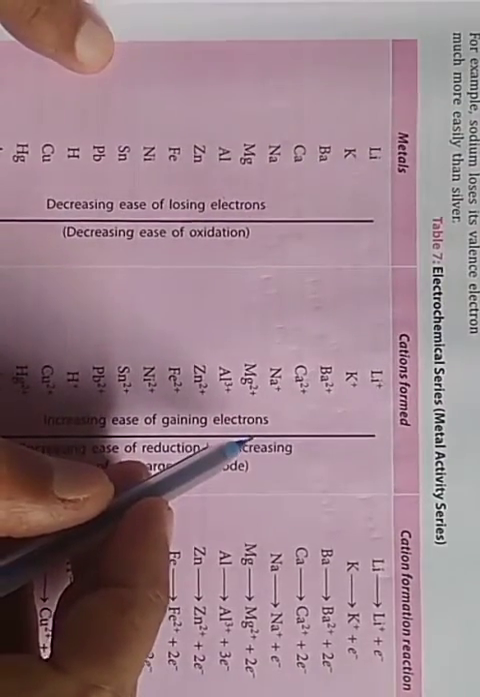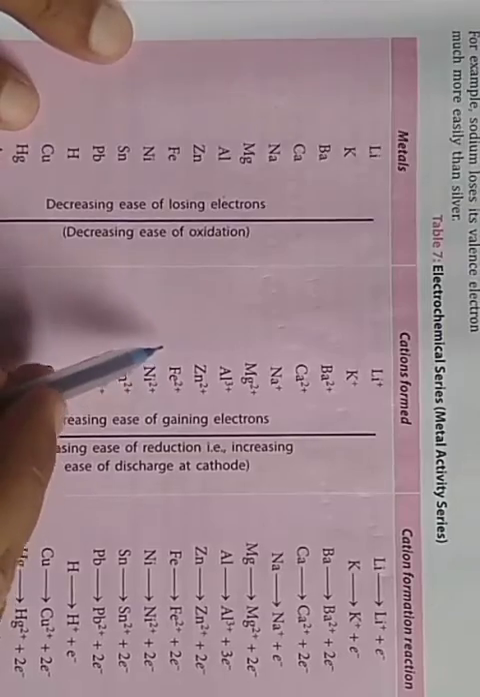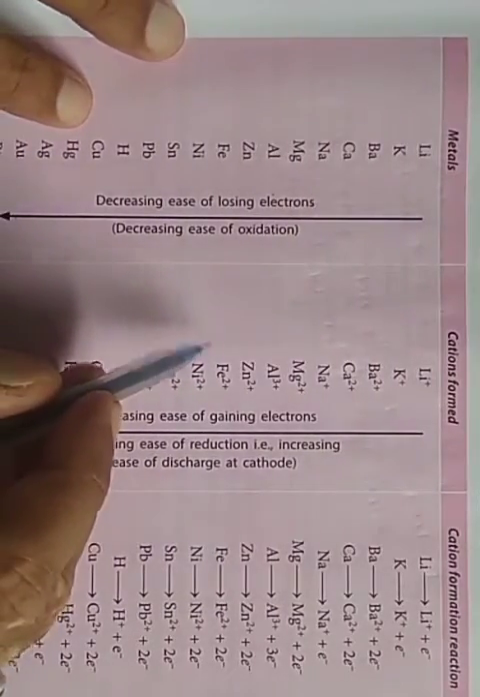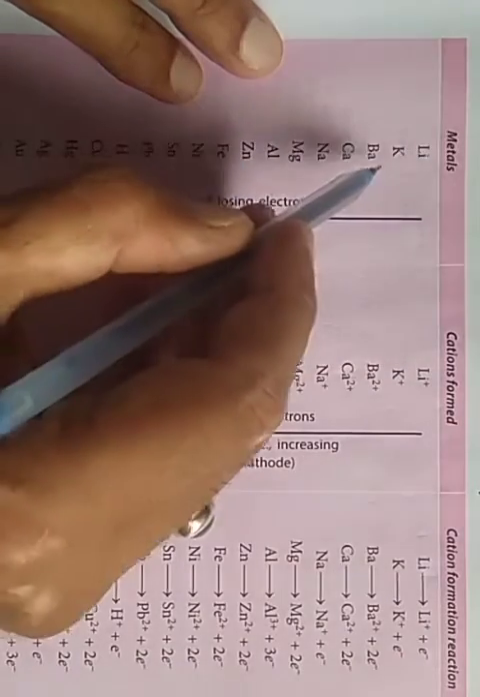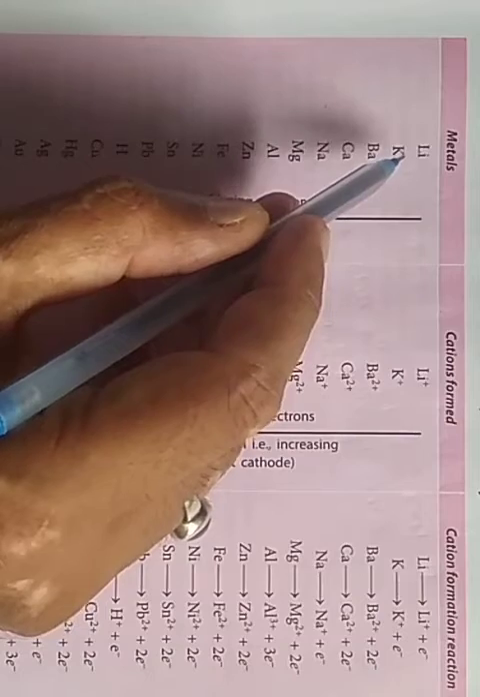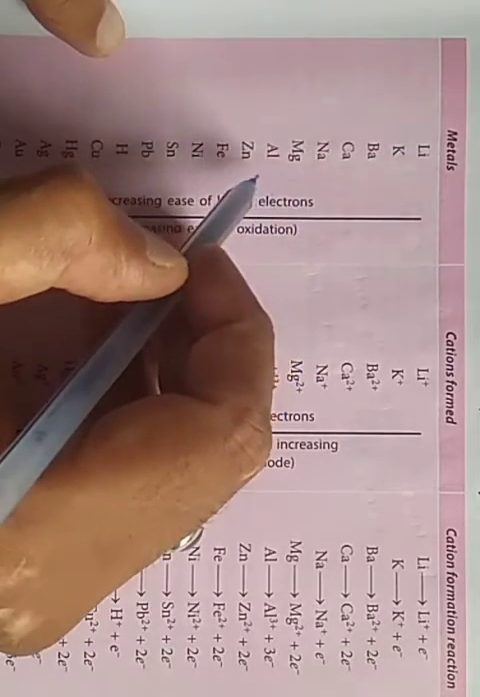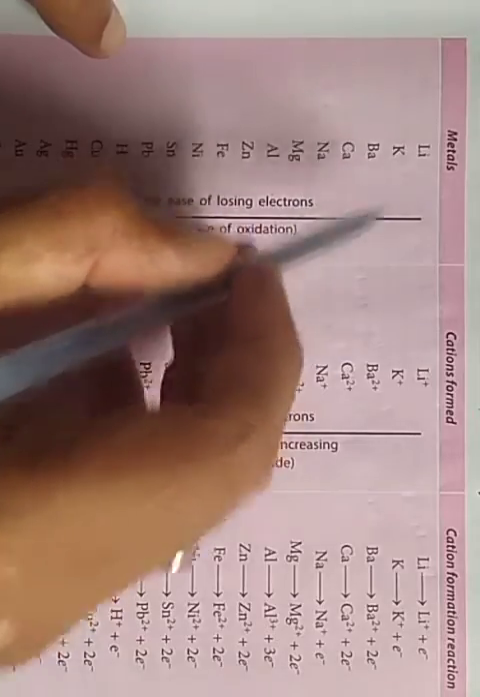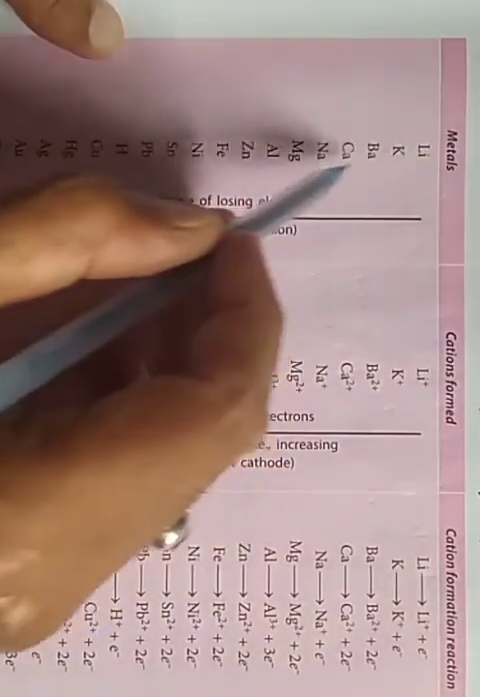Now, focus on the electrochemical series. These are the electrochemical series. The vertical arrangement of the metals according to the ease with which the metals lose their valence electrons to form cations forms a series, and that series is known as the electrochemical series.